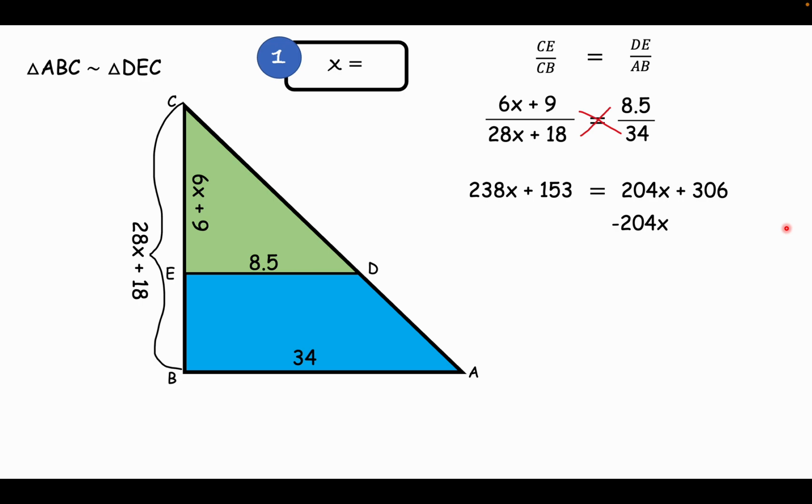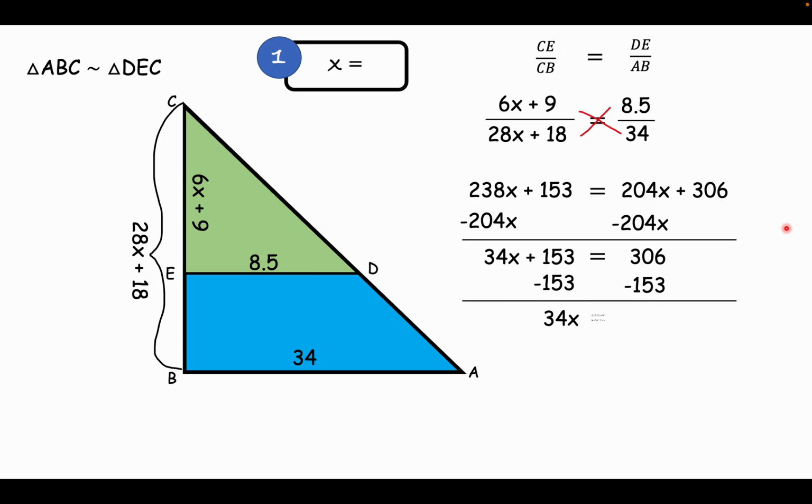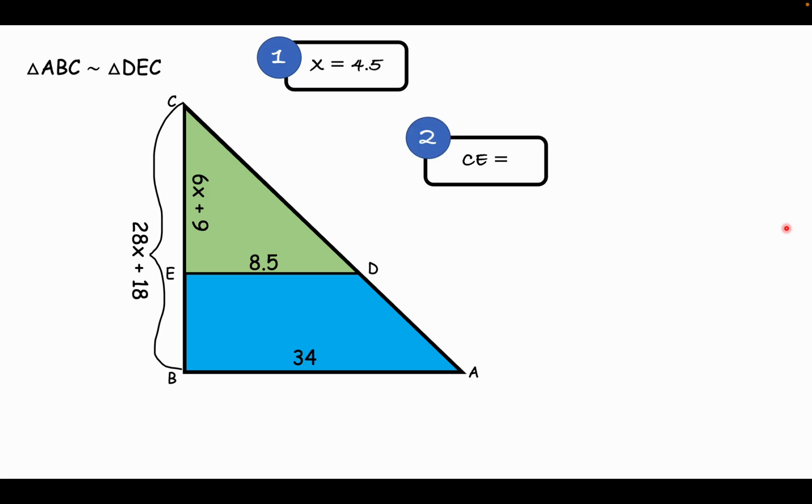Now, we need to get the x's together on the same side. So we have subtracted 204 on both sides. We get 34x plus 153 equals 306. Take away 153 on both sides. 34x equals 153. Divide by 34 on both sides, and we get x equals 4.5. So we've solved this. X equals 4.5.